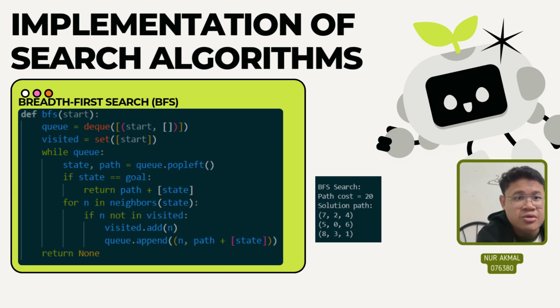If the state matches the goal, we return the path. Otherwise, we explore all neighboring states, add unvisited ones to the queue, and continue until the goal is found. If no path exists, the function returns none. This approach ensures we find the shortest path in an unweighted graph.